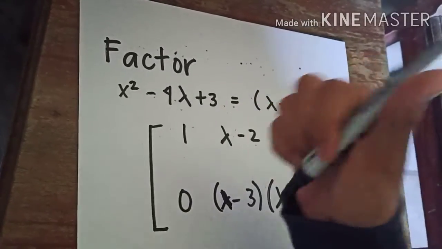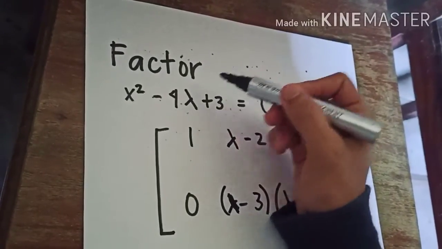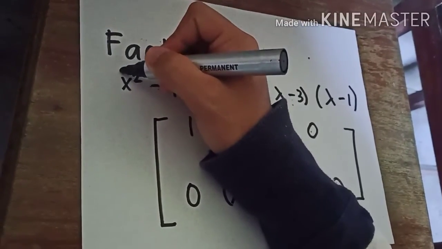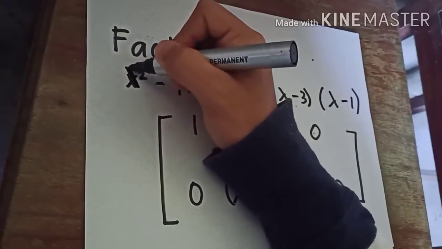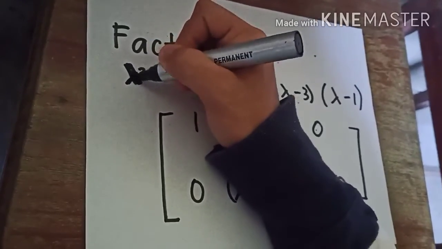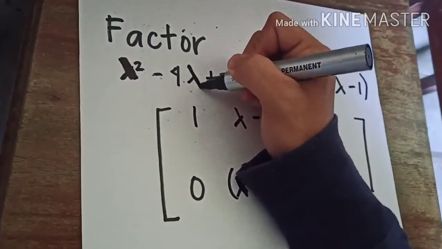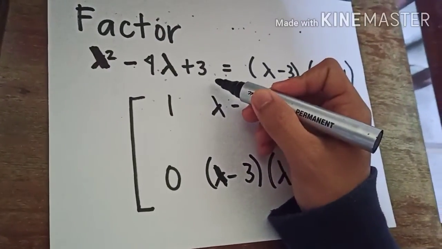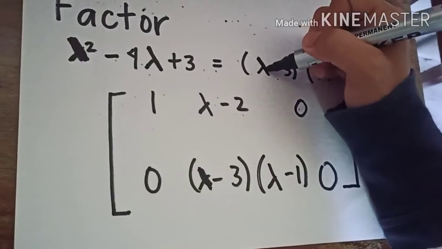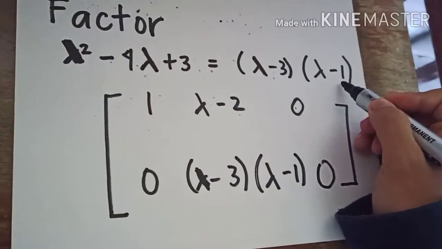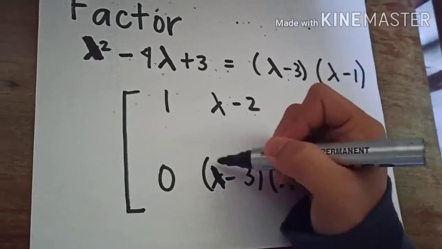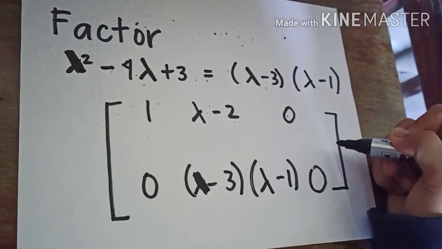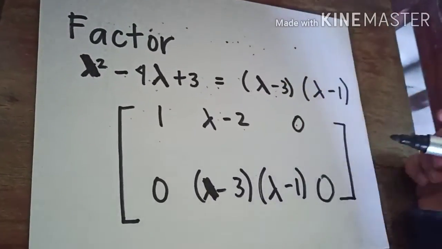For step 6, I will just revise it because I got an error on typing. So that's lambda. We're going to factor lambda squared minus 4 lambda plus 3. So it's just equal to lambda minus 3 multiplied by lambda minus 1. So now we will have this. For second row, we'll have 0, lambda minus 3, lambda minus 1, and 0.